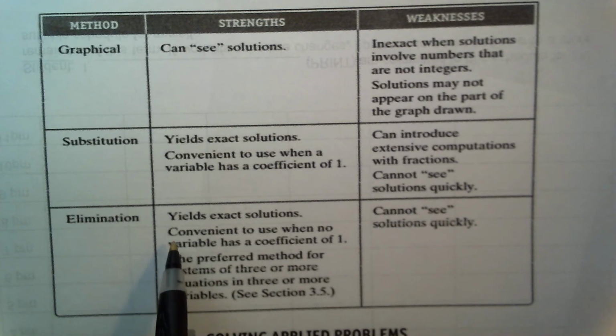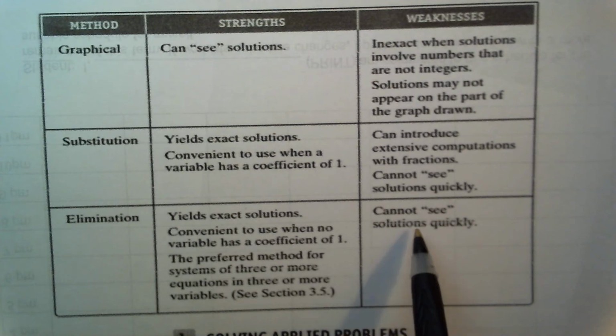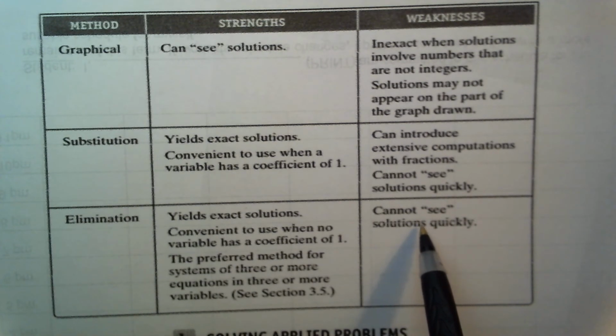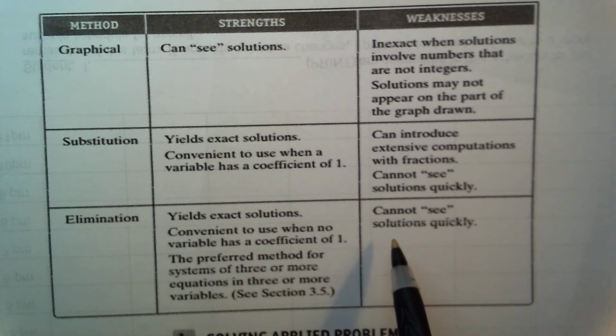And then the elimination method yields exact solutions. It's convenient to use when no variable has a coefficient of 1. And notice this, it is the preferred method for systems of 3 or more equations and 3 or more variables. So we look at that in a little bit here. Again, we cannot see the solution quickly when we use elimination. But we'll look at the elimination method again when we talk about systems of equations with 3 or more variables.